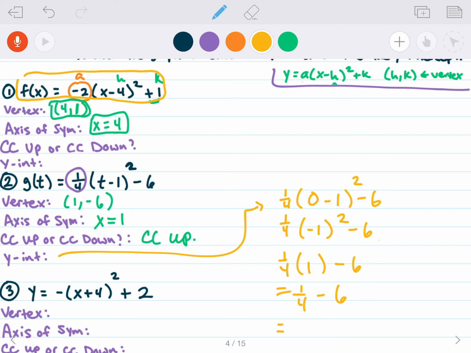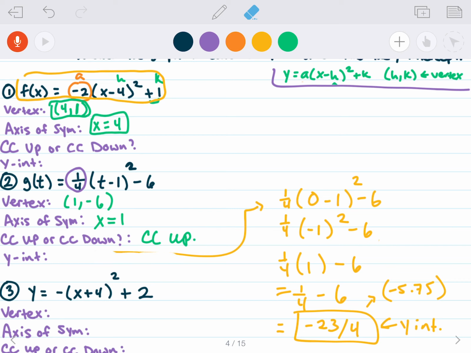All right, so when we put this in the Desmos Scientific Calculator, which you can find online, you get -23/4. That's my y-intercept, which as a decimal is -5.75. -5.75, if you like that better. So if we were to do a very rough sketch of this thing, our y-intercept is -5.75.